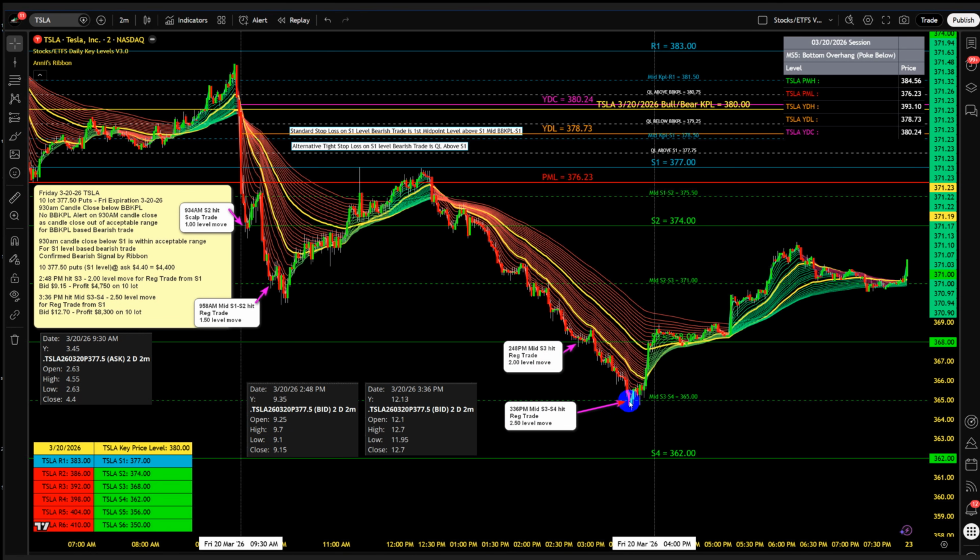3:36 p.m. it bottoms out here at mid S3, S4, right before the Trump news came out. 2.5 level move in your favor. So again, we're going from S1, that's 1 level, 1.5 levels, 2 levels, 2.5 levels. Bid price in the candle close of the 3:36 candle, $12.70. That's a profit of $8,300 on the 10 lot.